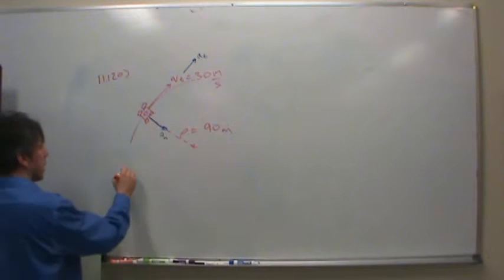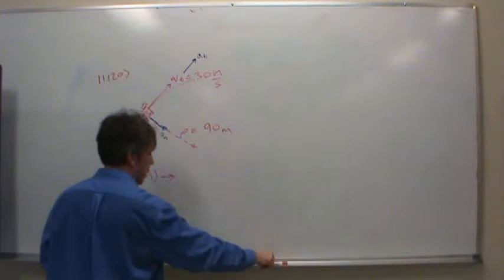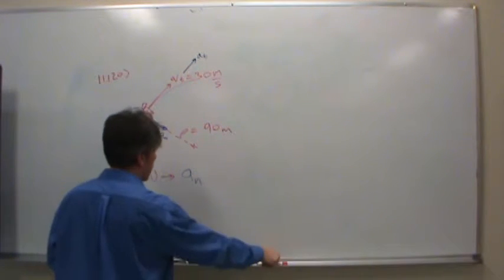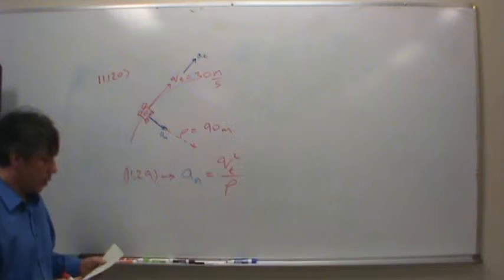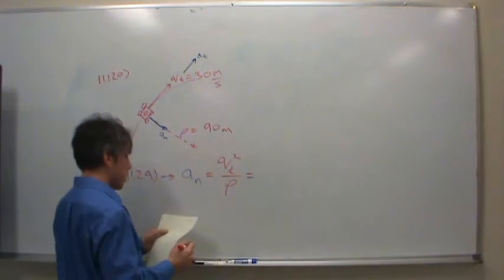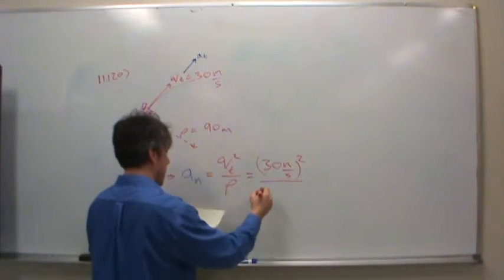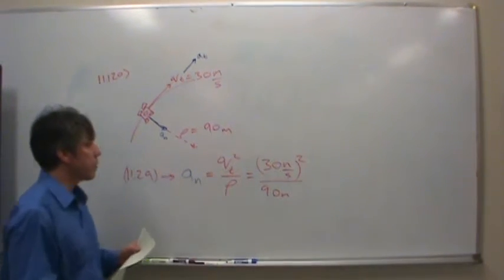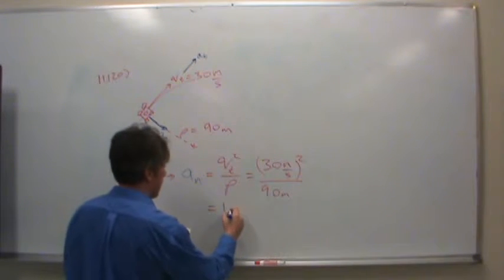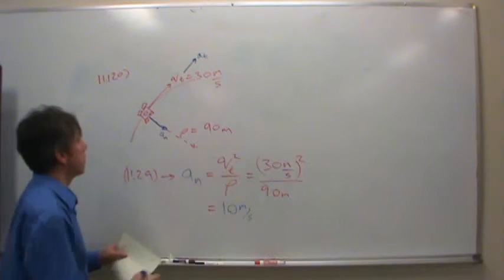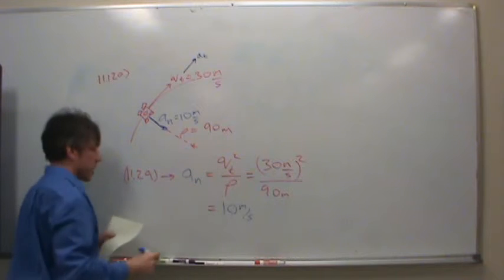So using equation 11.29, we could find that the magnitude of the normal acceleration would be equal to the square of the tangential velocity divided by the radius of curvature, which is pretty straightforward. This is a very simple application of this equation. So 30 meters per second quantity squared divided by 90 meters of radial distance gives you a normal acceleration of 10 meters per second squared. So the normal acceleration here, a sub n, is 10 meters per second squared.